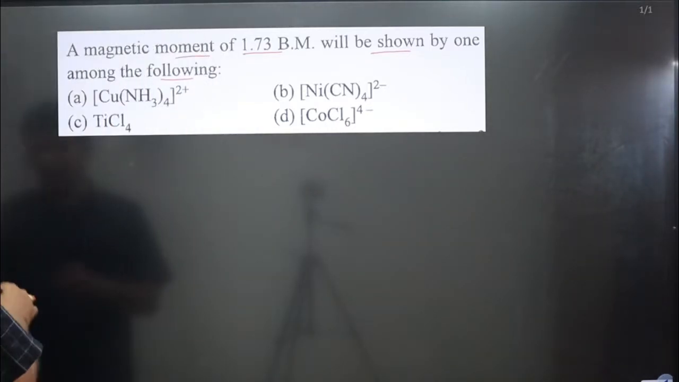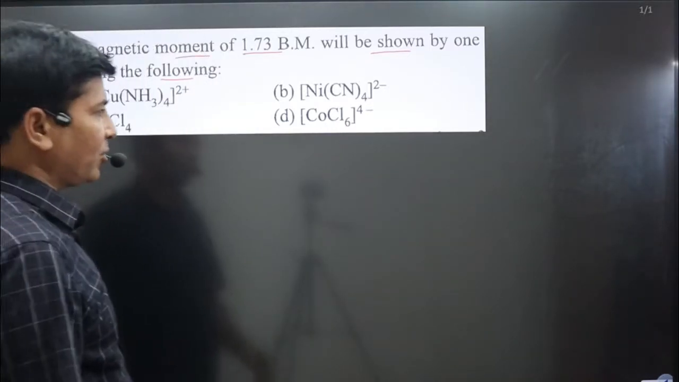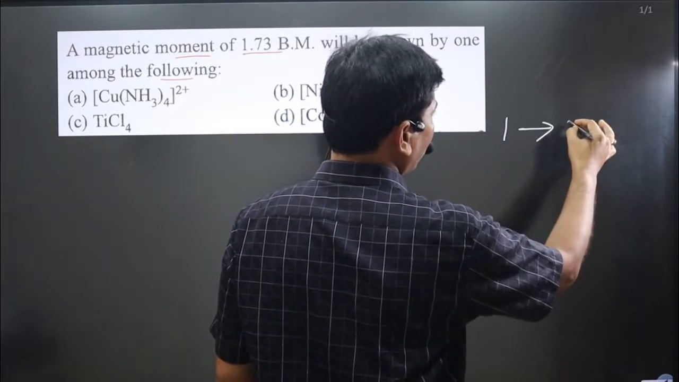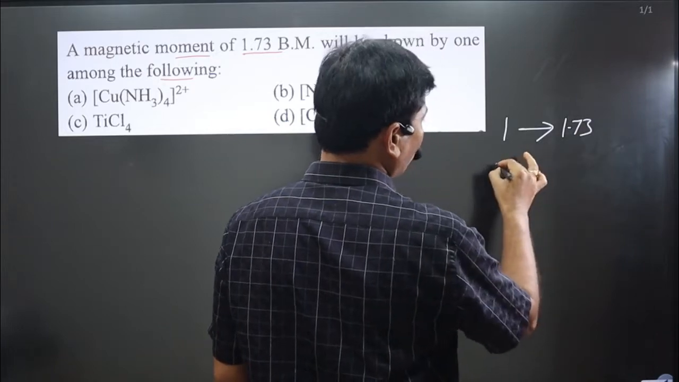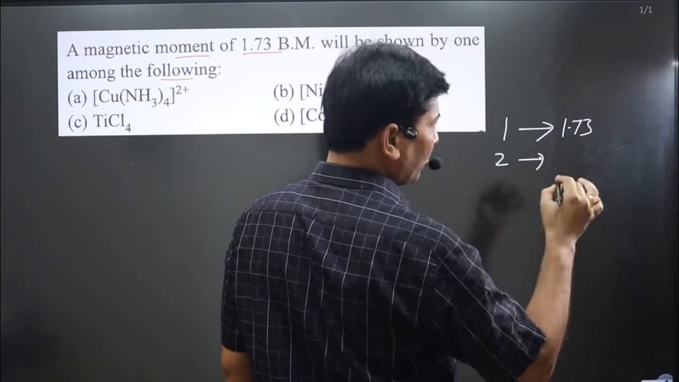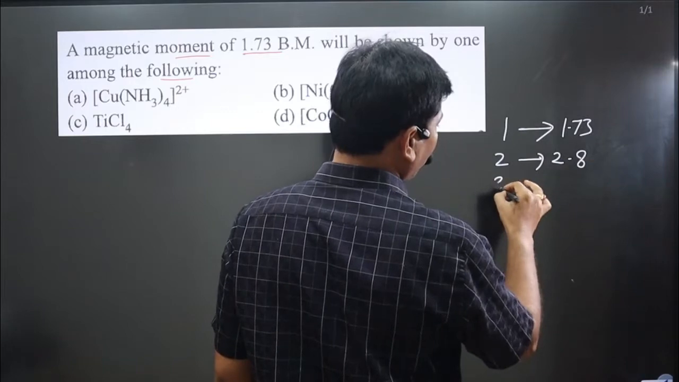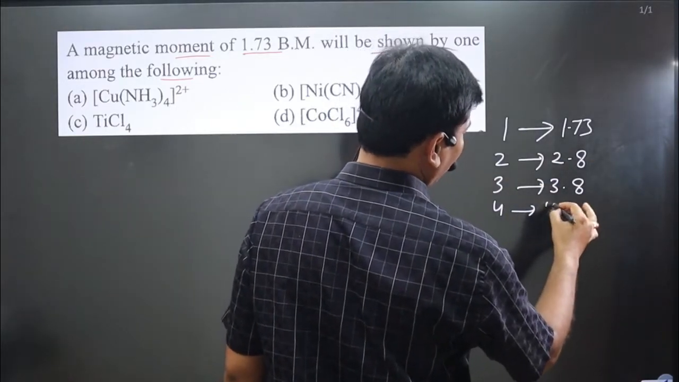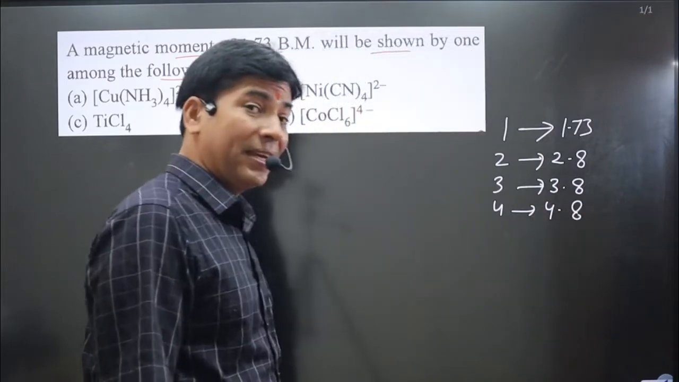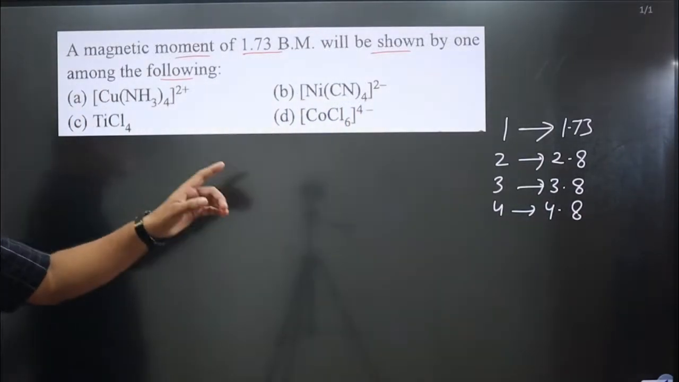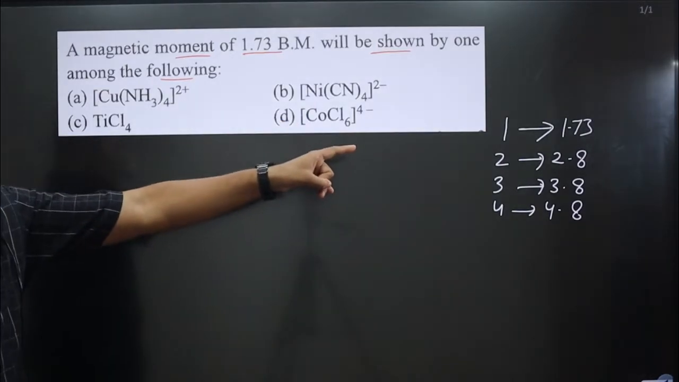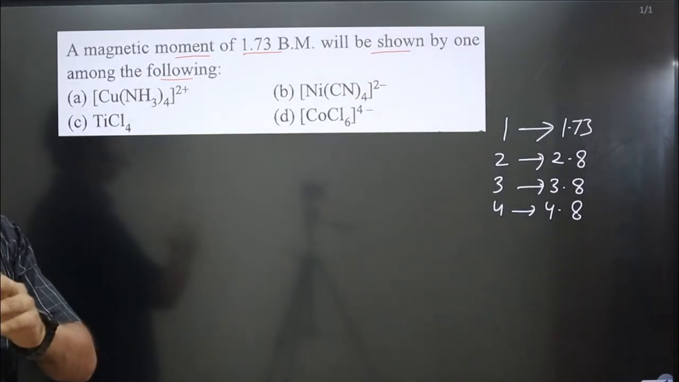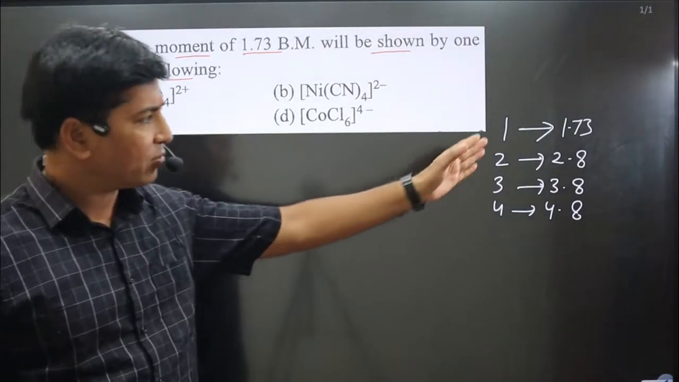Keep in mind, if our complex has only one unpaired electron, magnetic moment value will be 1.73, and if two unpaired electrons are there, magnetic moment value will be 2.8, and three unpaired electrons, magnetic moment value 3.8, four unpaired electrons, magnetic moment value will be 4.8. So now you can see, if the complex has one unpaired electron, then we can get 1.73. And remember this value, it will be quite easier, it can save time. And you can see in the same pattern we are getting the value.